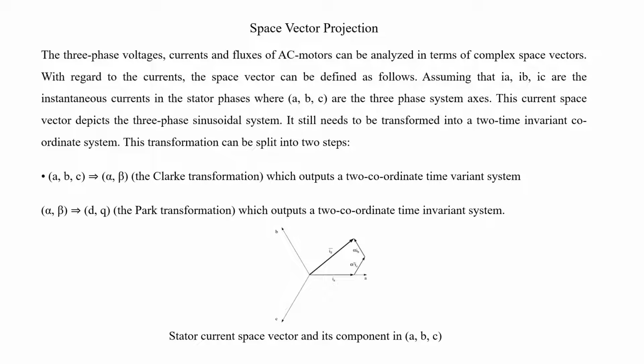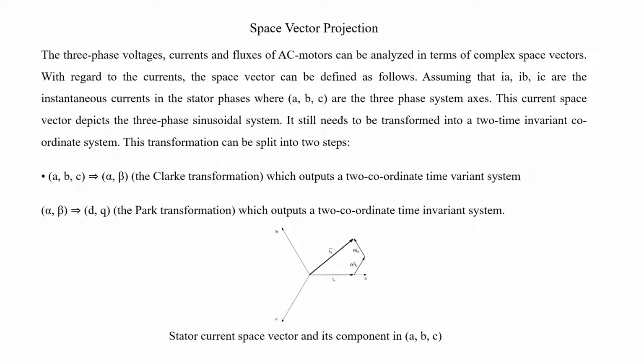The field oriented control consists of a space vector projection. The three-phase voltages, current and flux of an AC motor can be visualized in terms of complex space vectors. With regards to current, the space vector can be defined as follows. The stator currents of A, B, C can be assumed as IA, IB and IC. Thus, the current space vector depicts the three-phase sinusoidal system. It still needs to be transformed into a two-coordinate time invariant system.